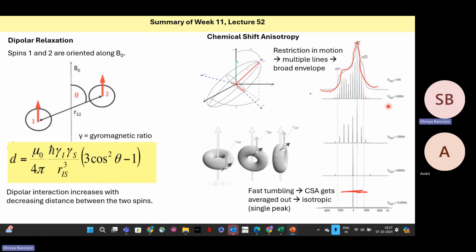That is, you will see a broad envelope. But as you increase the tumbling of the molecule, the rotation is increasing until a point where the frequency of rotation is very high, meaning that the molecule is tumbling very fast. Then all the anisotropy will get averaged out, and you will see an isotropic spectrum, that is a single line. So in this way, the chemical shift anisotropy can be cancelled out.